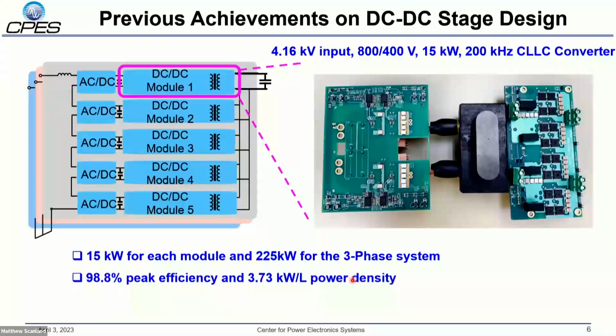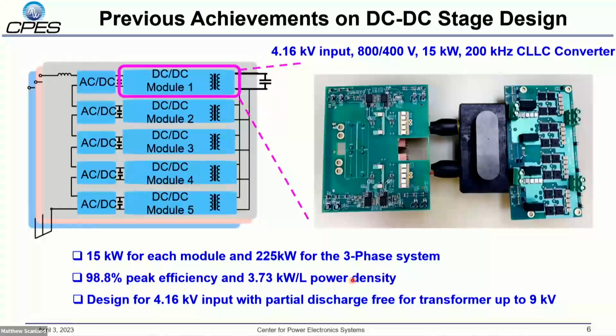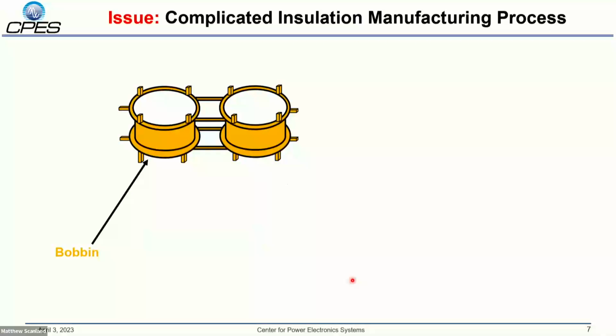As for the peak efficiency, we can achieve 98.8%, and the power density can reach 3.7 kilowatts per liter. For this kind of 4.16 kilovolts input design, the insulation is another concern in solid-state transformer applications, and the partial discharge free level can be achieved up to 9 kilovolts. However, there are some issues with this complicated insulation manufacturing process.